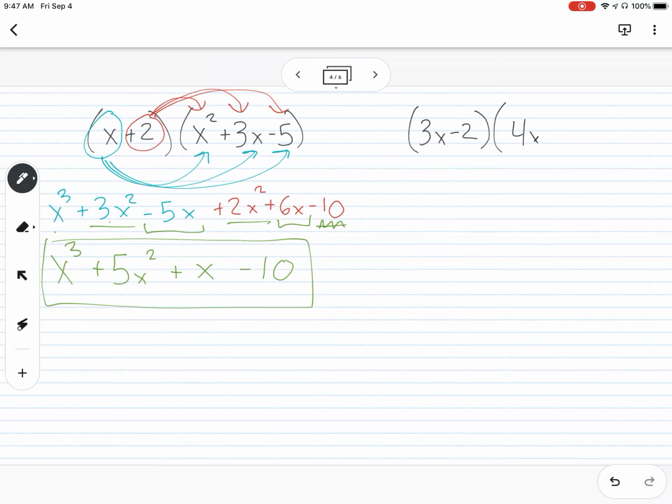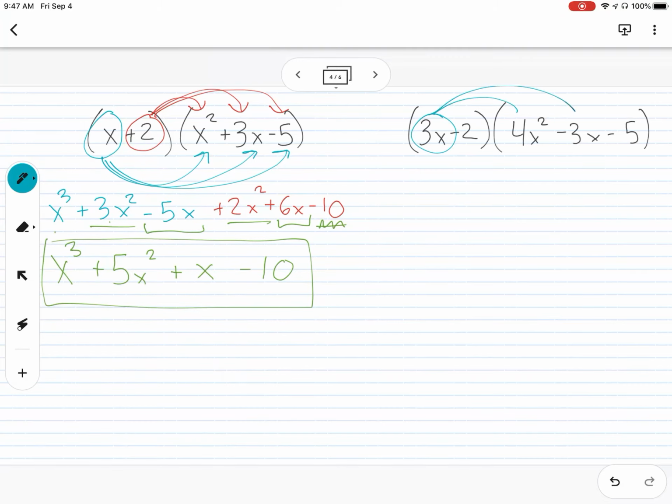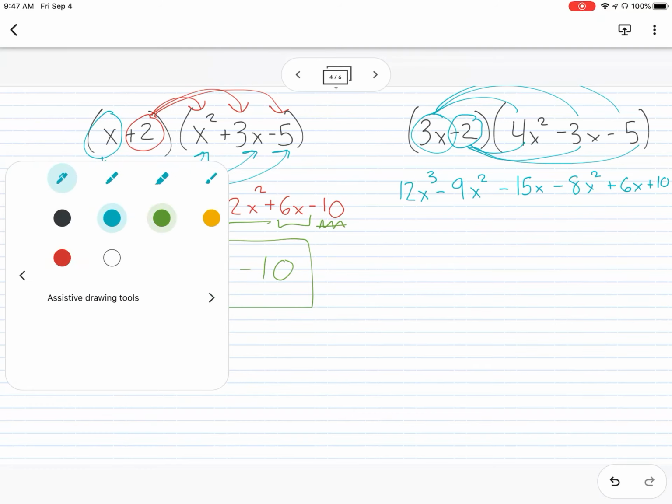Let's do 3x minus 2 and 4x squared minus 3x minus 5. Right. So first distribute the first term of the binomial to the three terms of the trinomial. So 12x cubed minus 9x squared minus 15x. Distribute the second term to all three. So negative 8x squared plus 6x plus 10. There we go.